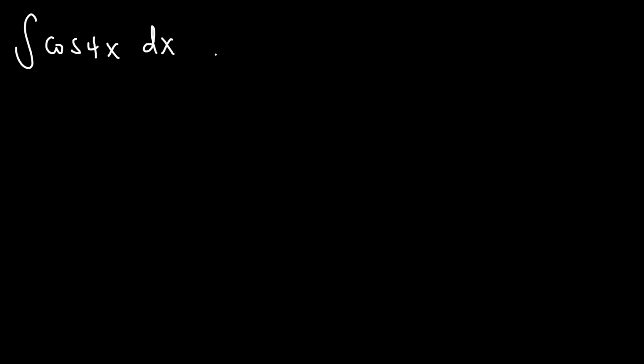We know that when we integrate cosine, we get sine. So we shall write sine 4x, and then we shall divide this by the derivative of the angle. Our angle is 4x. When you differentiate 4x, you get 4. So this will be divided by 4, and then plus c.